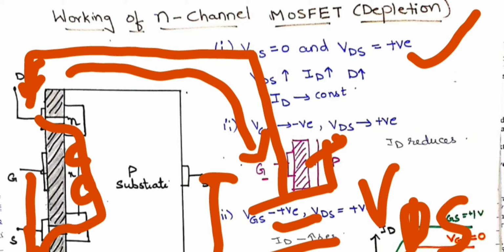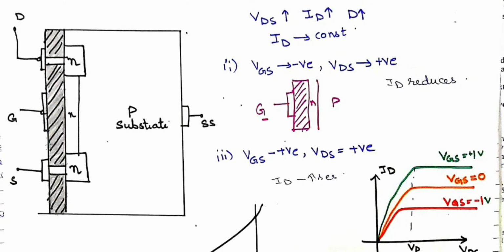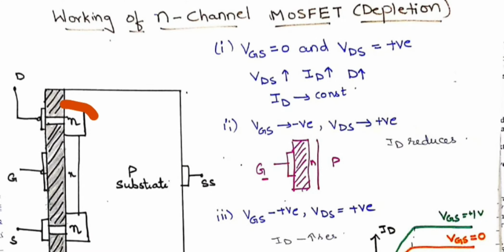As we increase the VDS voltage, the current ID also increases. Also the depletion layer increases. Since this is a P-type material and N-type material, there will be diffusion at the junction. At some point of VDS, the depletion layer becomes more and the channel almost becomes narrow, and there will be no further increase in current.